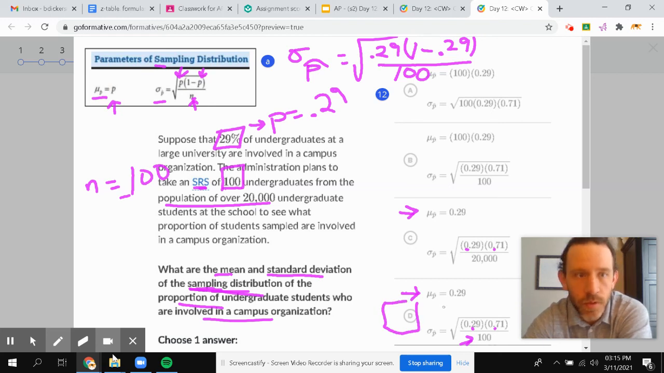The mean is 0.29. Standard deviation of my sample proportions would be this formula here. And there you have it.